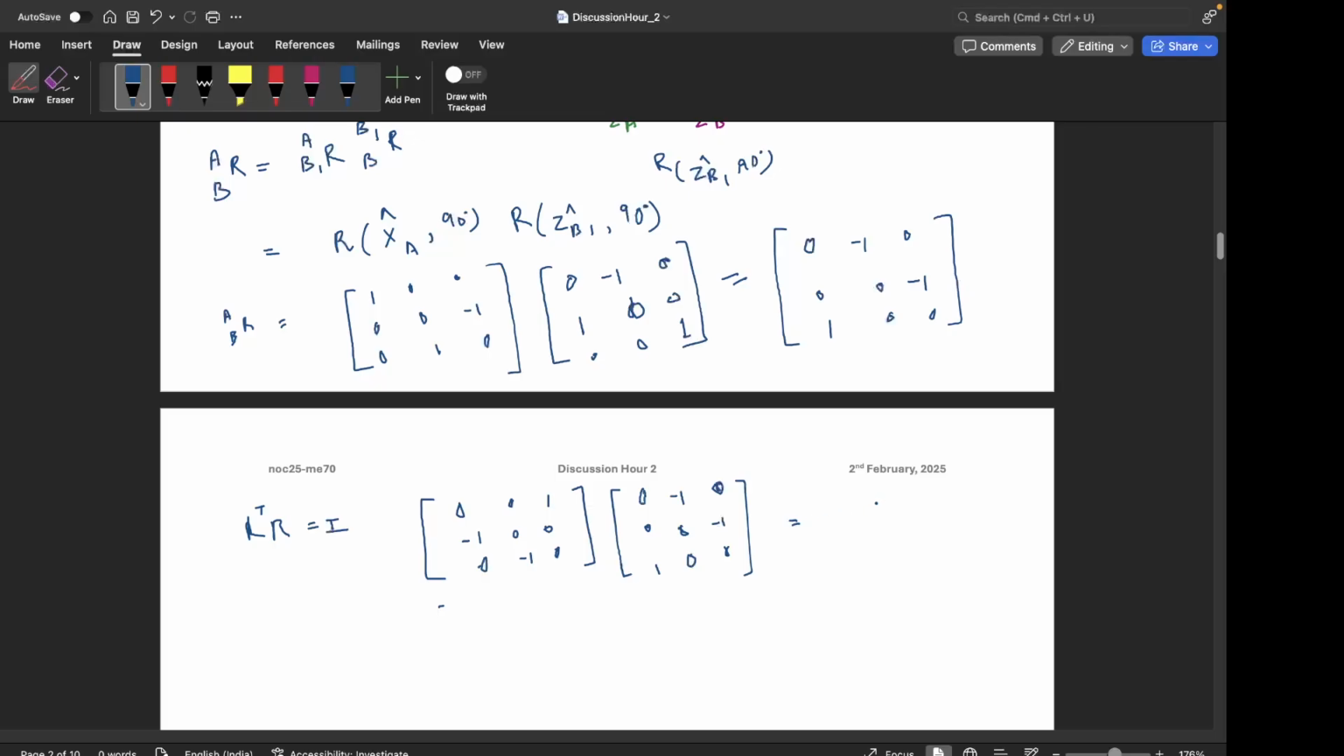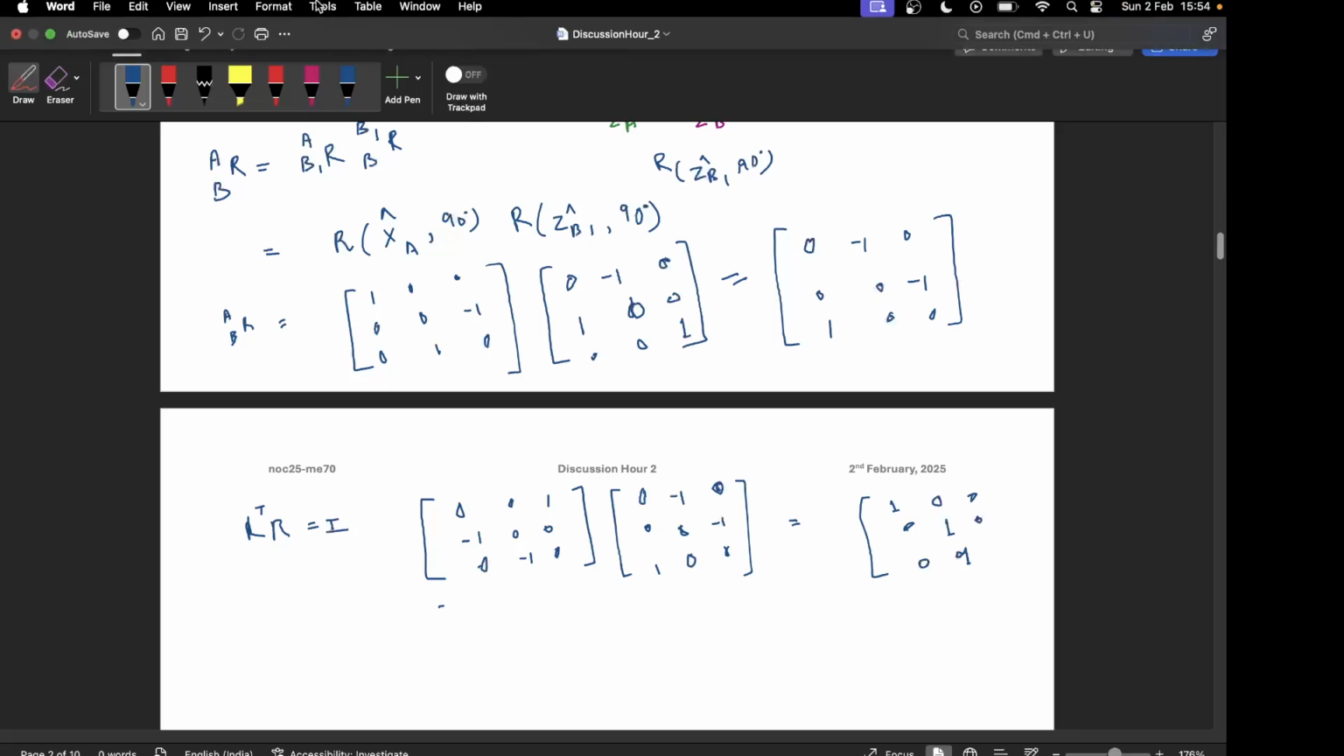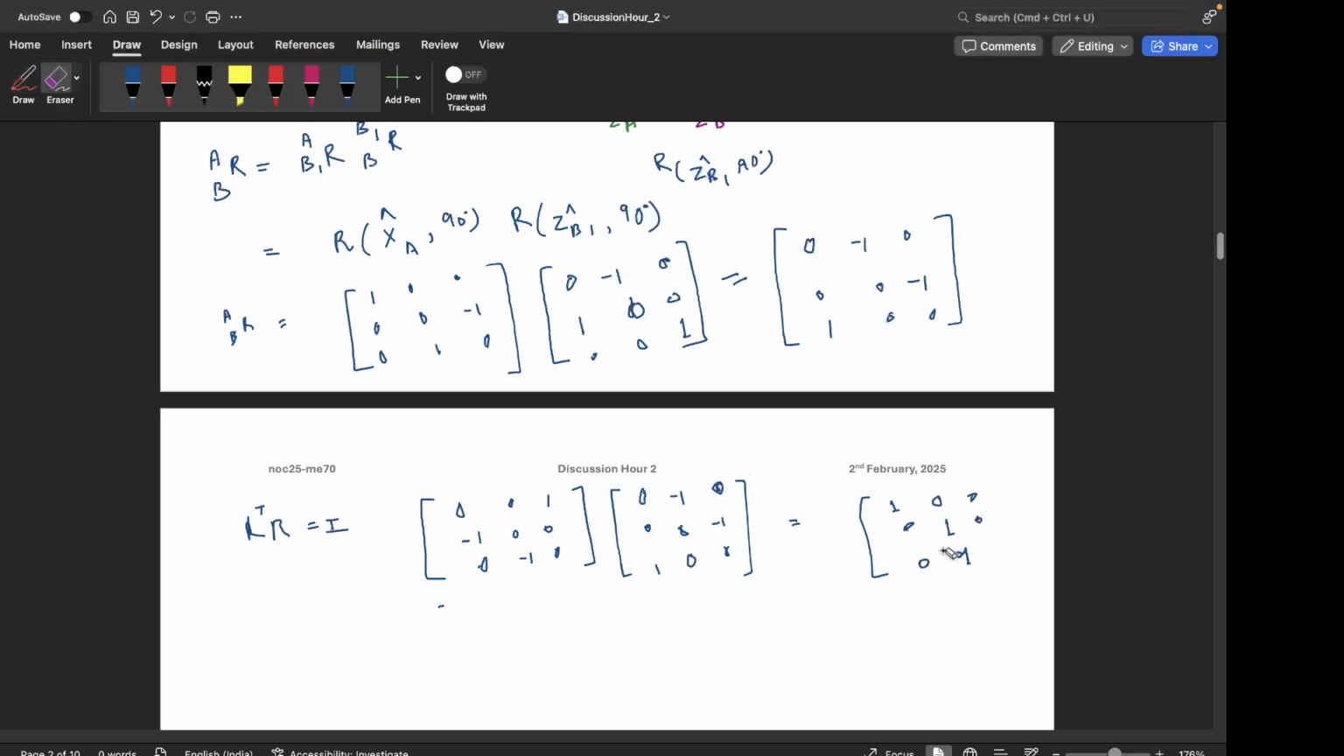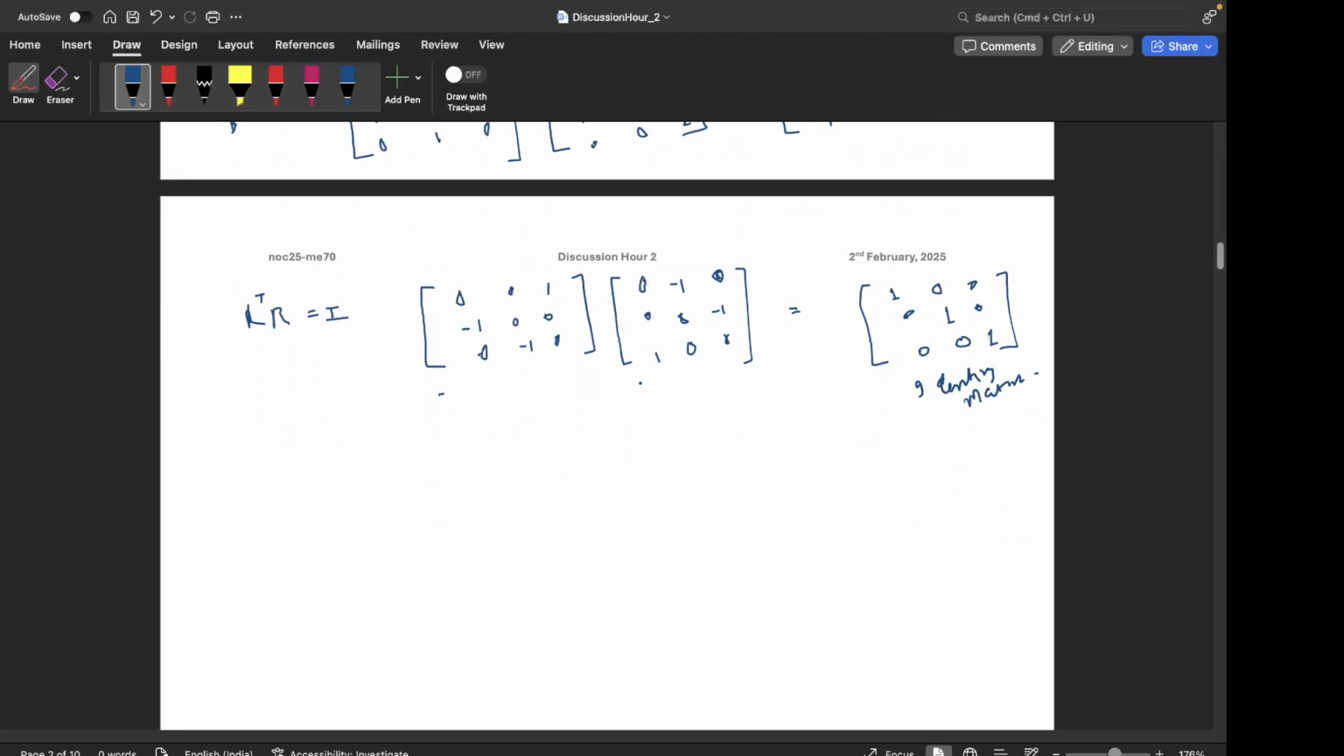Now, if you multiply this, we get 1, 0, 0, 0, 1, 0. And this is what? This is an identity matrix. Okay, so this is verified.